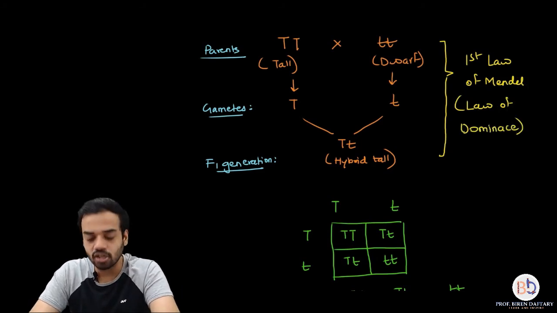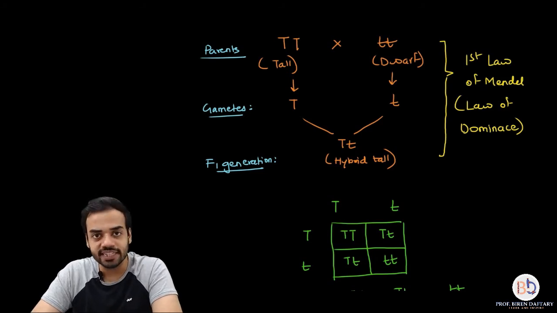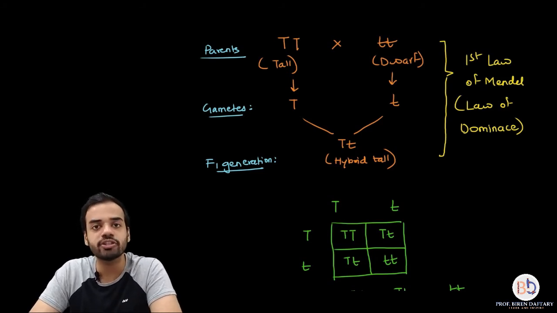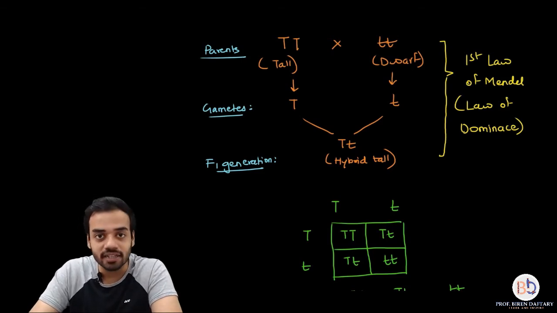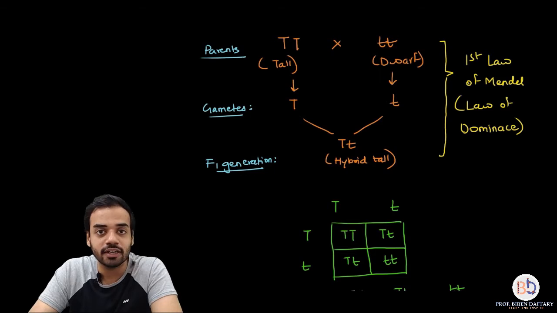Basically the law of dominance states that when 2 homozygous individuals, or when 2 homozygous parents, or when 2 pure parents are crossed, the allele which expresses itself in the F1 generation is called the dominant allele, and the allele which does not express itself in the F1 generation is called the recessive allele.